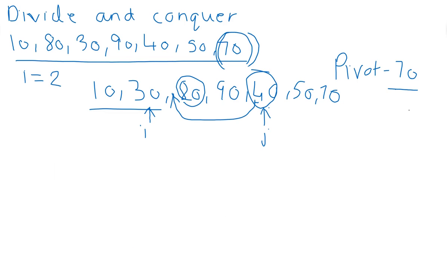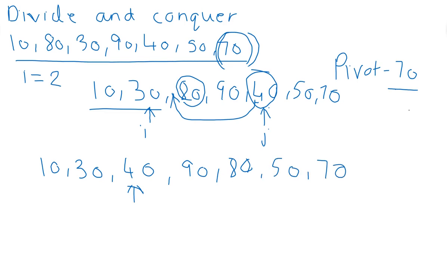So now we have 10, 30, and I'm going to swap this 80 and 40. So now I'll have 40. I have incremented my i, and I have swapped i and j. Then 90, and 80 will come here, then 50 and then 70. Now I'm going to increment j, and j will be here.